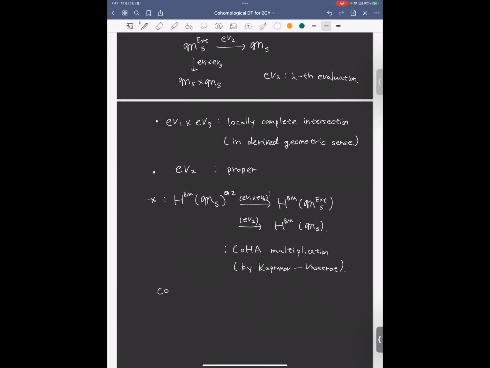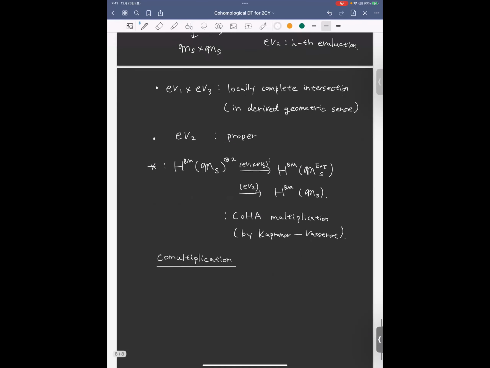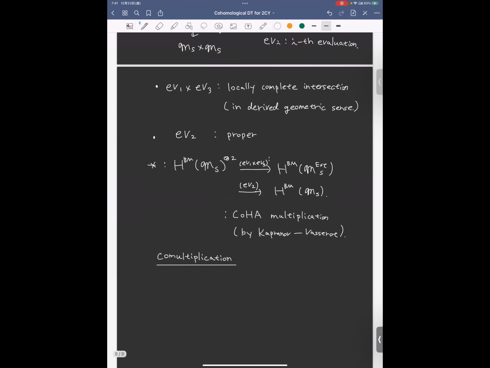Now, we introduce a co-multiplication in the case of Calabi-Yau surface. And in the construction, we will use cohomological DT theory or the Joyce perverse sheaf. And at present, we do not know how to construct it without using cohomological DT theory. Okay. Let S be a Calabi-Yau surface.